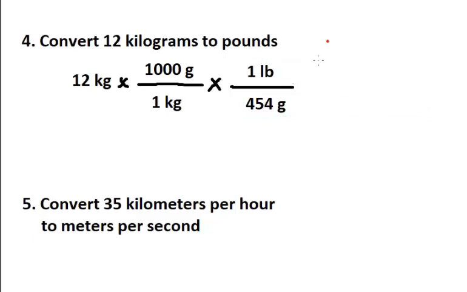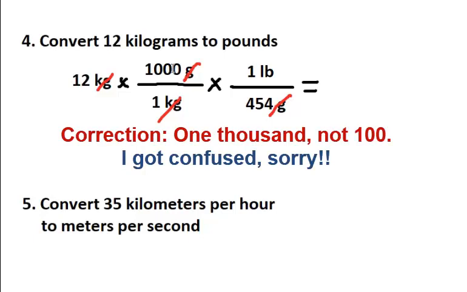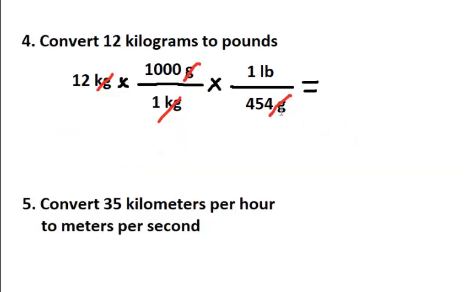That way we already canceled grams and we had already canceled kilograms, and that will allow me to find the answer for this. So I need to multiply 12 times 1,000 times 1, divided by 1, divided by 454, all of that in a row, and you're gonna find the answer. For that, it will be 26.4317 pounds.